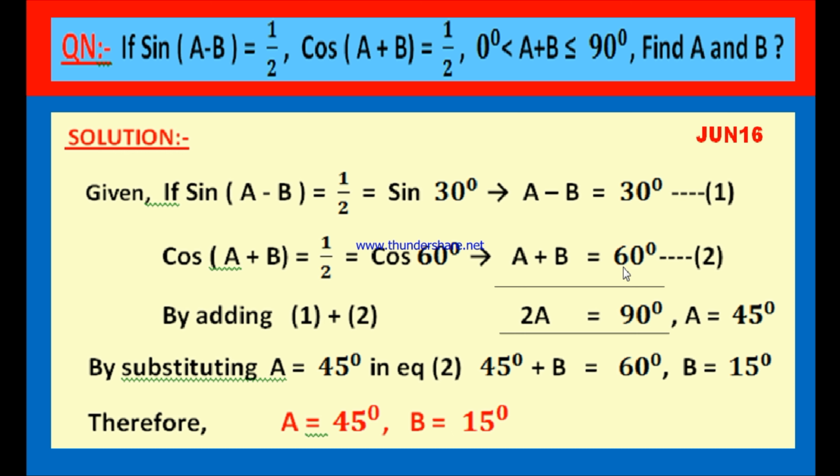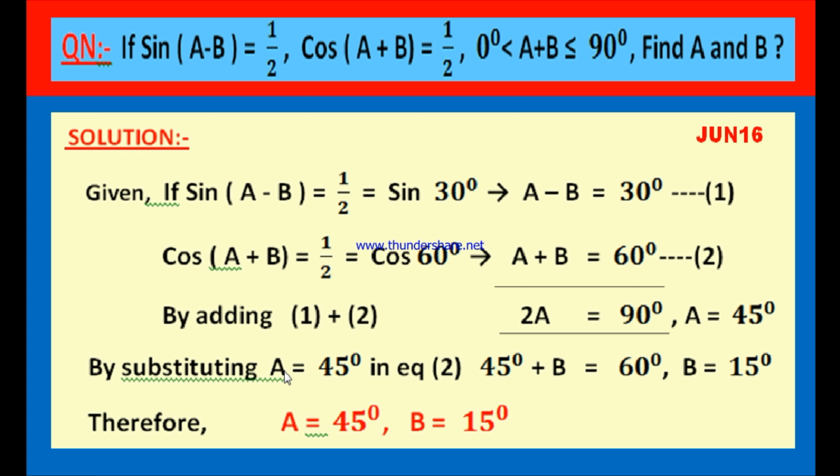Now you write one equation over the other, and if you add, minus B and plus B will be cancelled. A plus A, 2A is equal to 30 plus 60, 90 degrees. Or A is equal to 90 degrees divided by 2, half of 90 is 45 degrees.